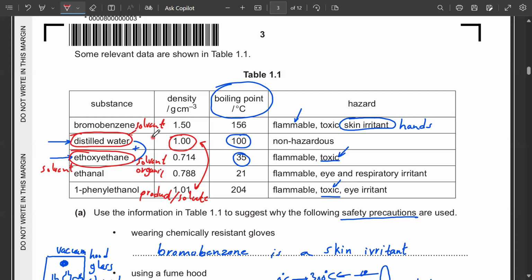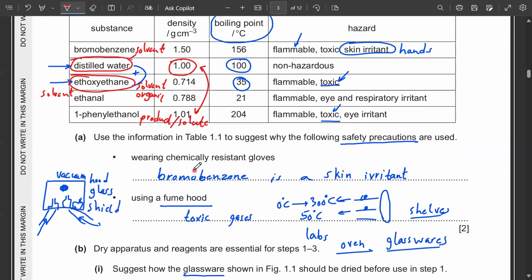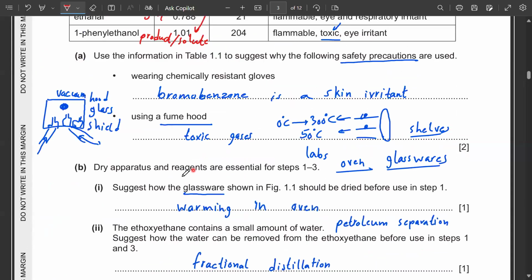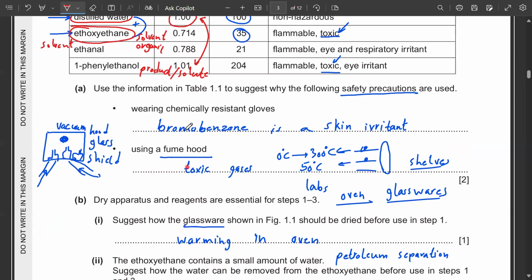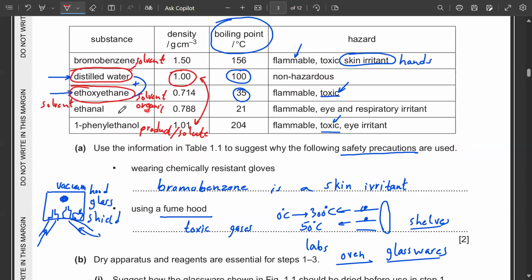This is the concept behind the partition coefficient, KPC, that the solute is distributed between two immiscible solvents. Ethoxyethane and distilled water are immiscible with each other, and they both contain the solute. But the question states whether beaker A or beaker B contains the layer with 1-phenylethanol. So if they both have 1-phenylethanol in them, then hmm.